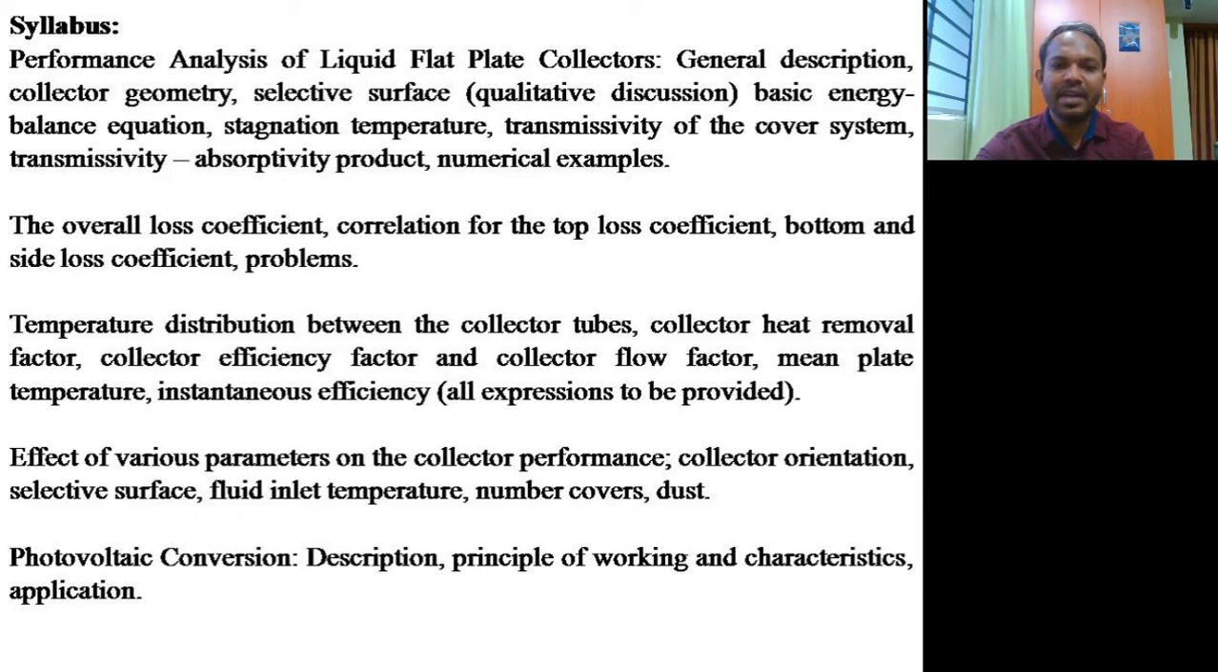And then fluid inlet temperature, the number of covers that we are going to place for a flat plate collector, and then the dust factor we will discuss.